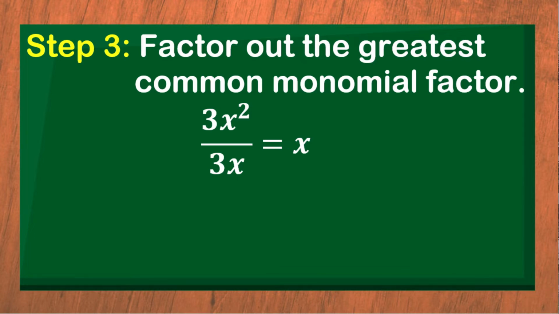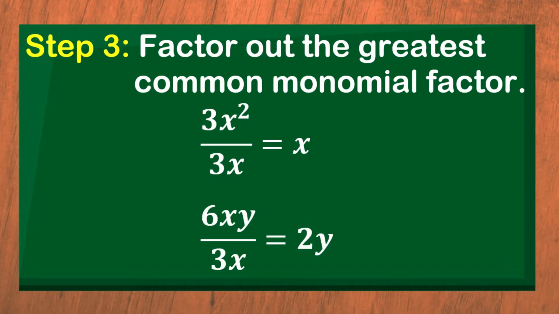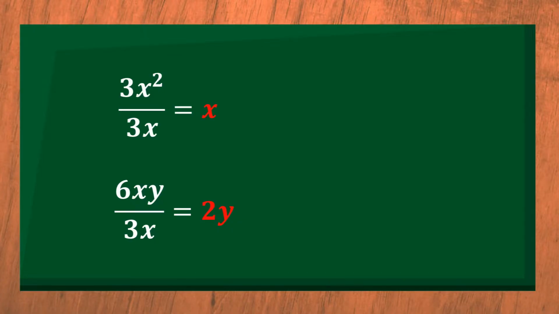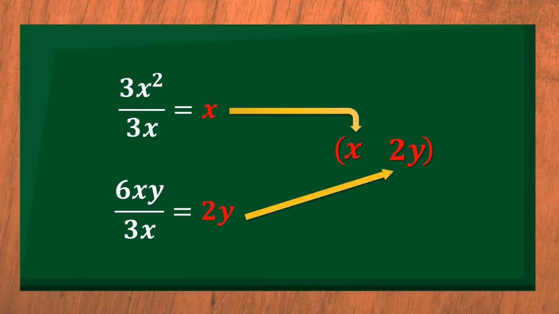3x squared divided by 3x is equal to x. 6xy divided by 3x is equal to 2y. To get the binomial factor, we will combine the terms x and 2y using the operation between the terms, which is subtraction. So, the binomial factor is x minus 2y.